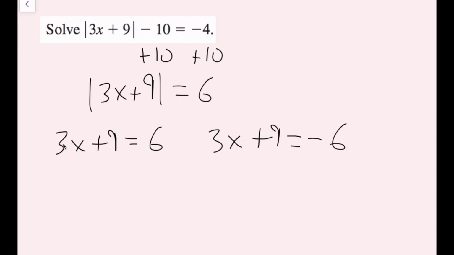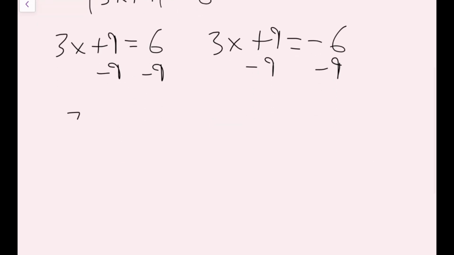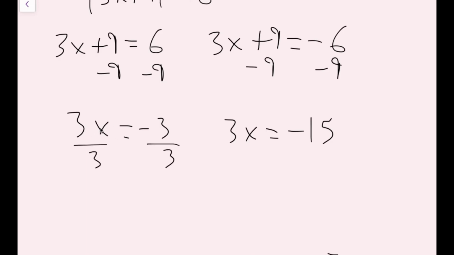So I see that I have a 3x and a plus 9, same thing here. So I want to get rid of my addition before I get rid of my multiplication. So I'm going to subtract 9 on every side. I'm going to scroll up here a bit. So I get 3x equals negative 3 here, and then I get 3x equals negative 15. Now I see that 3 is being multiplied by x. I'm going to divide every side by 3.